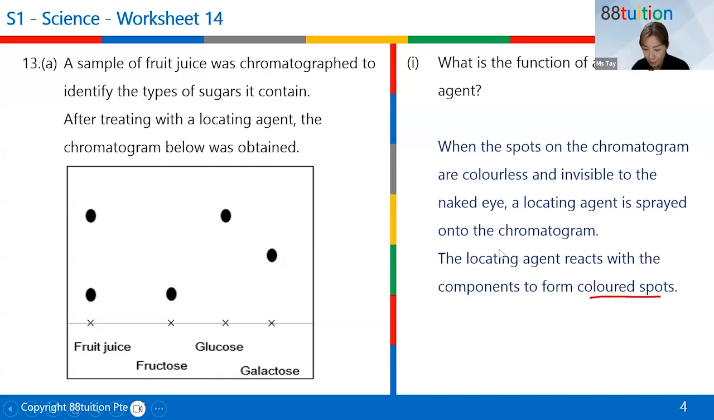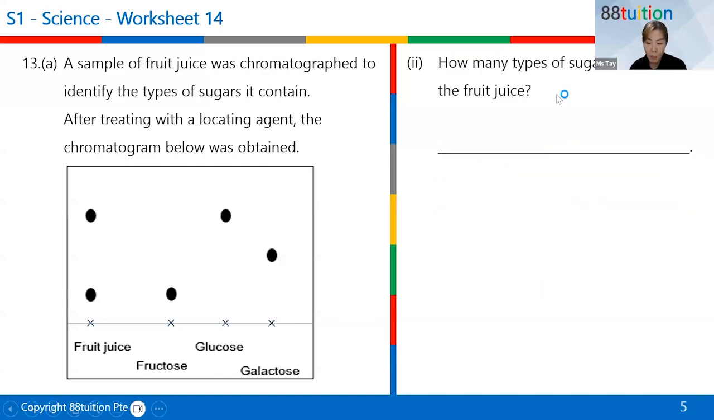Okay, then the next question is how many types of sugars are found in the fruit juice? If you look very carefully at the column or the path that the sugars travel in the fruit juice, it is actually these two. So therefore, we are going to say that there are only two sugars found.